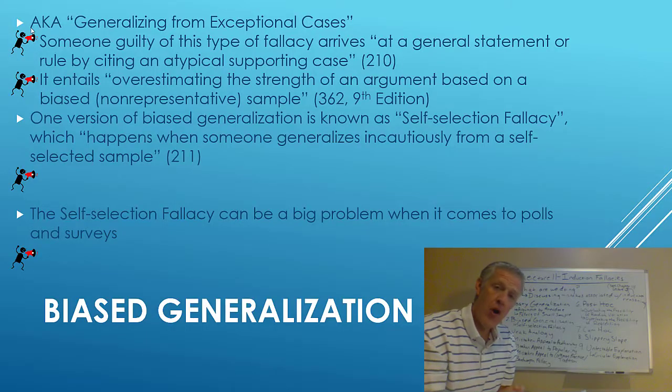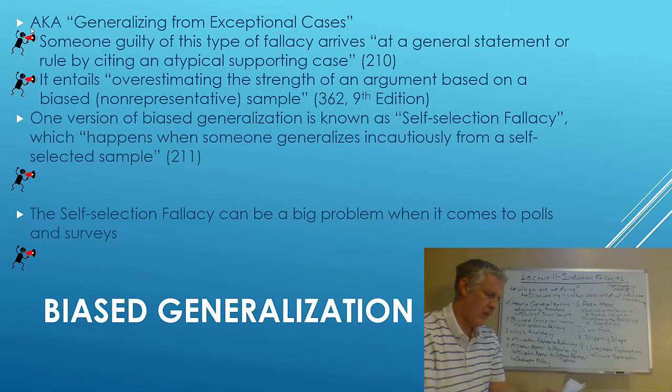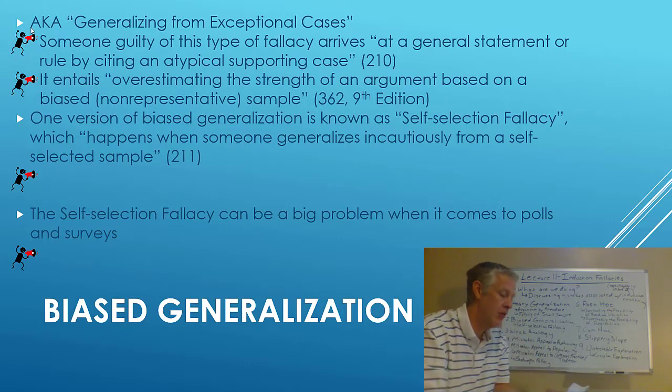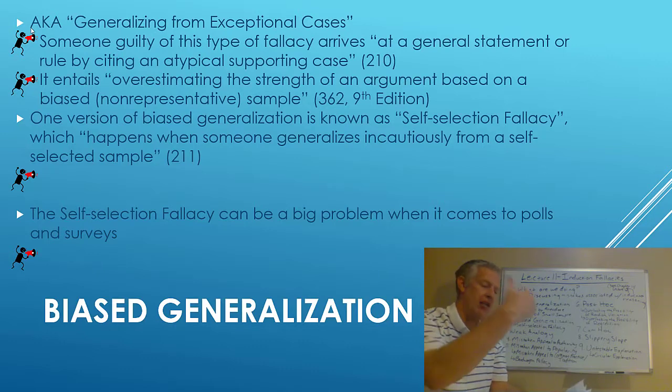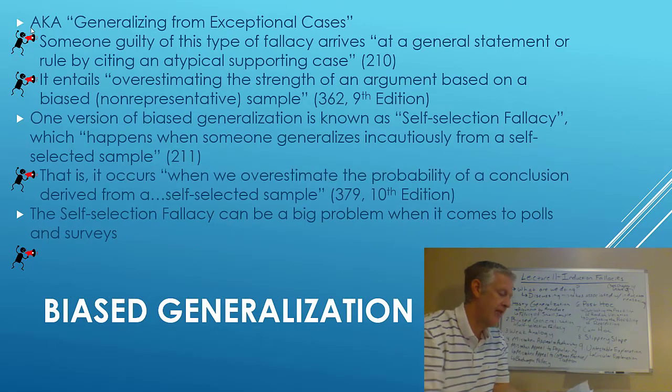So one version of this, as I mentioned in the middle of slide 4, is known as the self-selection fallacy, which, quote, "happens when someone generalizes incautiously from a self-selected sample," end quote. So this is from 211. Adding to that, from the 10th edition, page 379, it occurs, quote, "when we overestimate the probability of a conclusion derived from a self-selected sample," end quote.